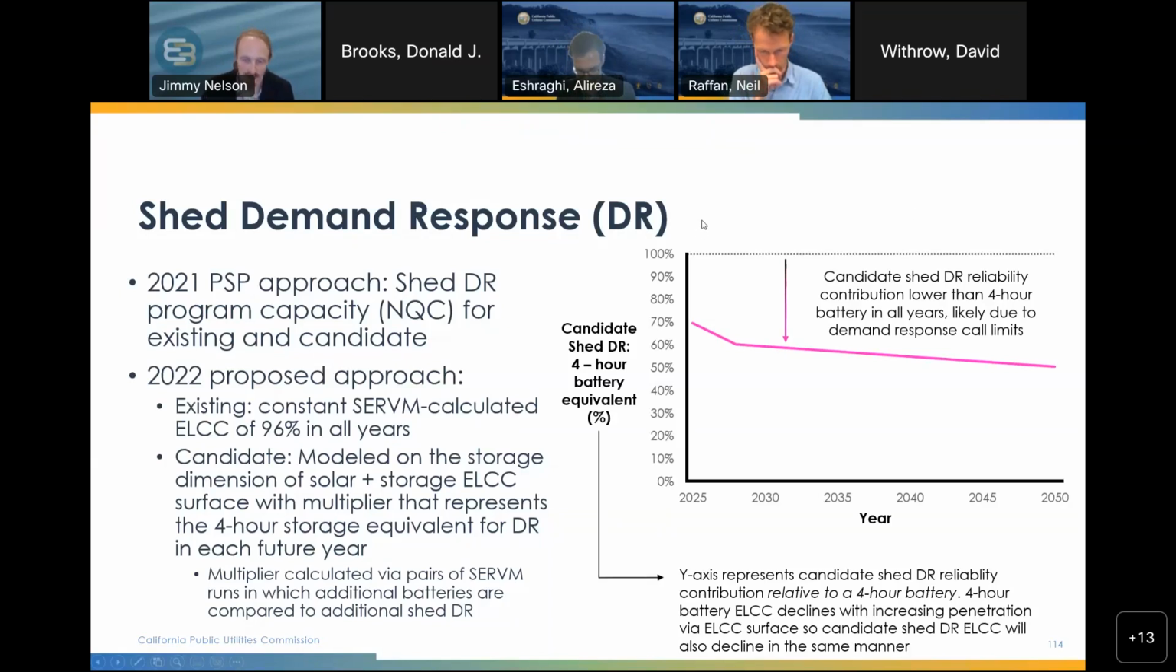One other thing to note here is that this percentage value is the 4-hour battery equivalent for shed demand response, but then there's an additional derate of capacity contribution because the 4-hour battery itself could have less than a 100% ELCC based on the solar storage surface. Next slide.